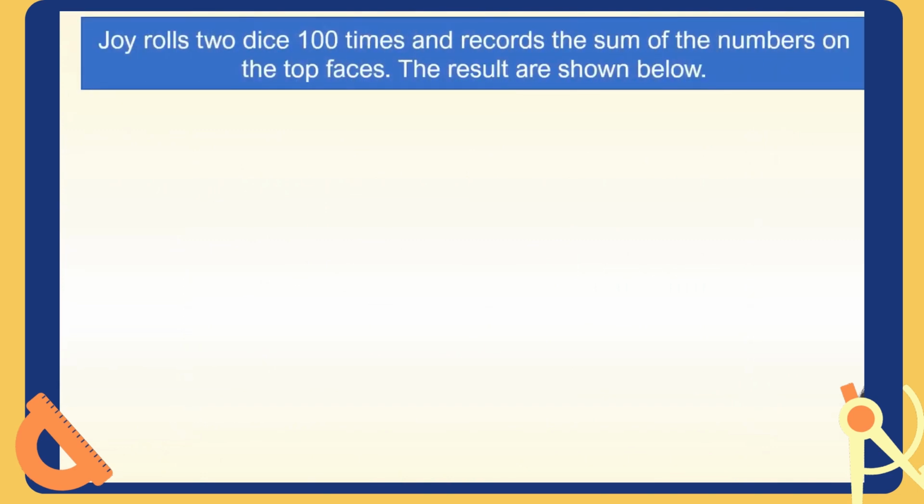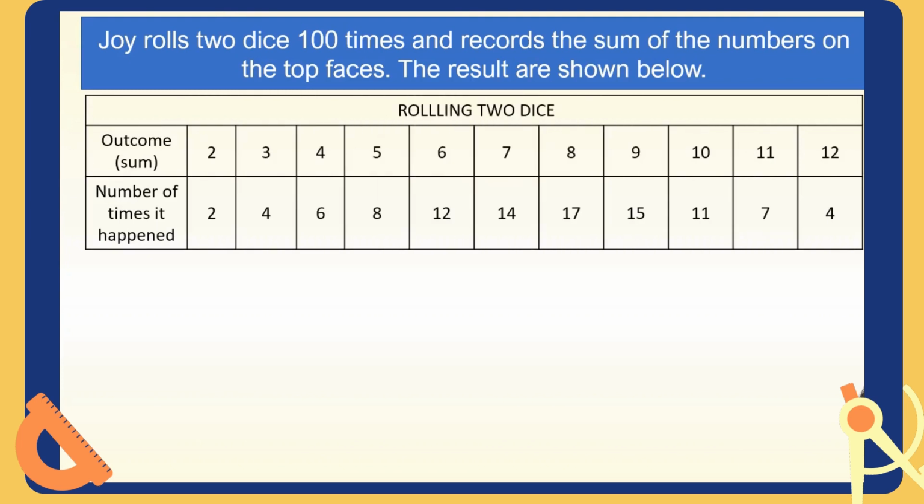Next example tayo. Joy rolls 2 dice 100 times and records the sum of the numbers on the top faces. The results are shown below. So si Joy, nag-roll ng 2 dice ng 100 times, then inirecord niya ang sum ng 2 lumalabas na number. Okay? So at ito ang naging resulta.